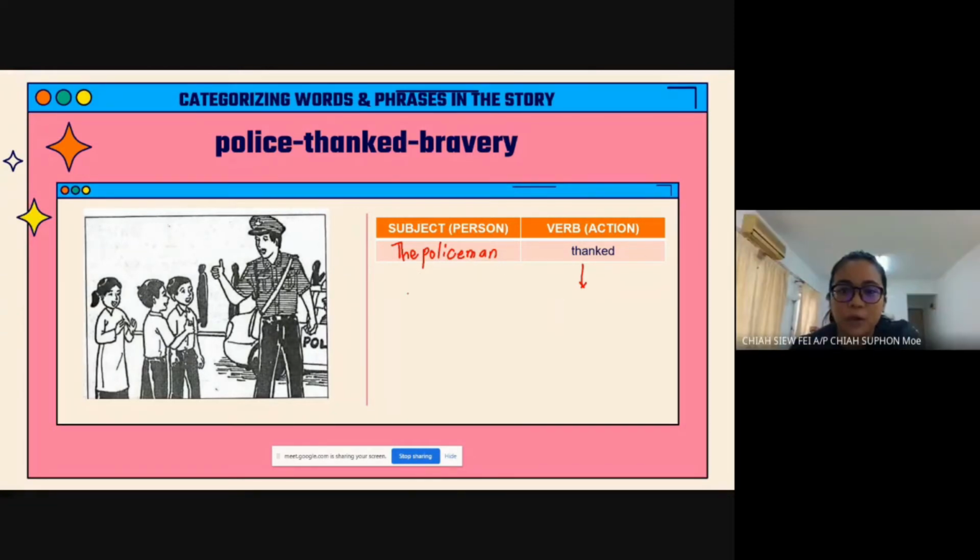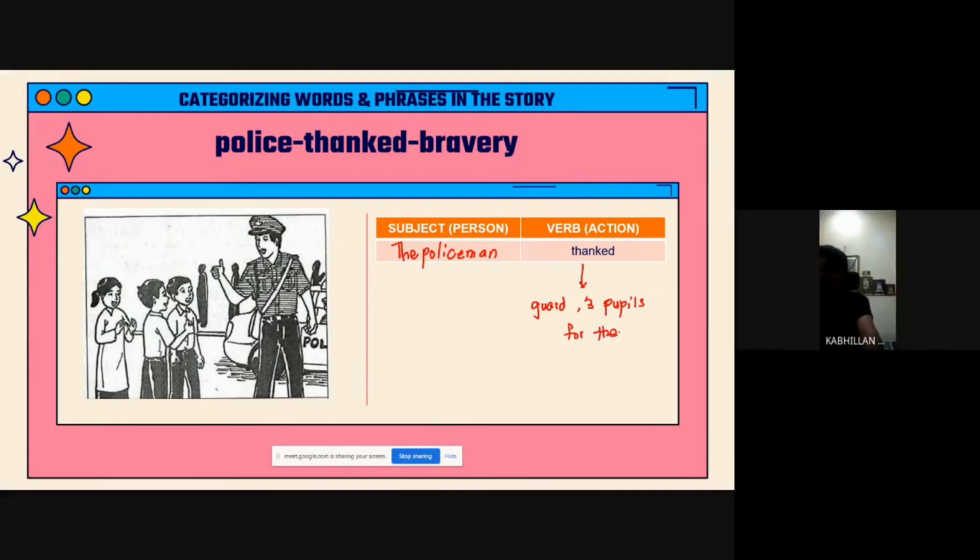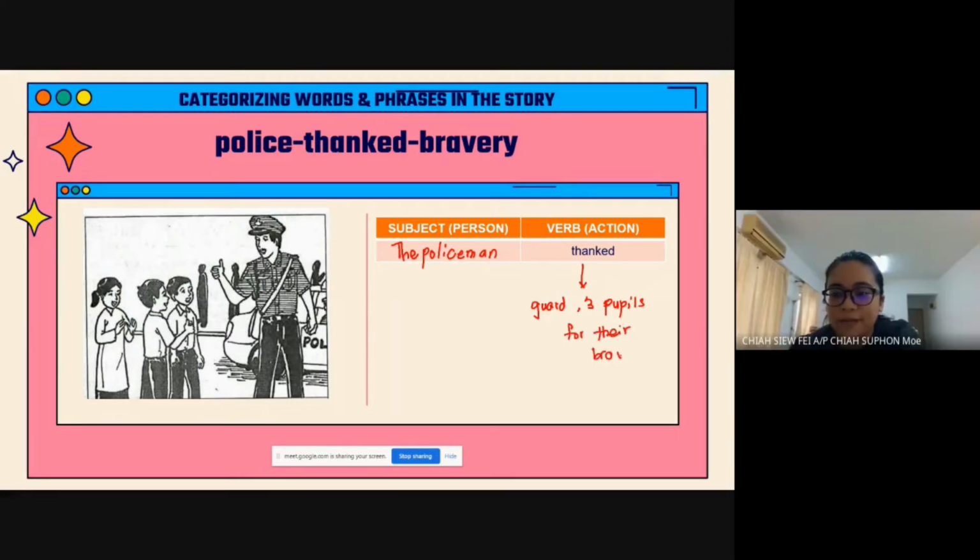Children. Although the guard is not in the picture right now, we can still include him, isn't it? Because he was in the picture before. So the policeman thanked the guard and thanked the three pupils. For what? For their bravery. Because Ahmad was not afraid to struggle, was not afraid to shout.